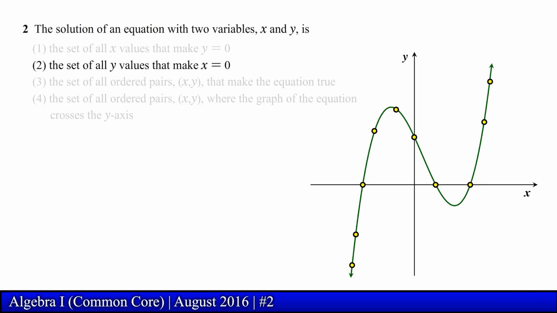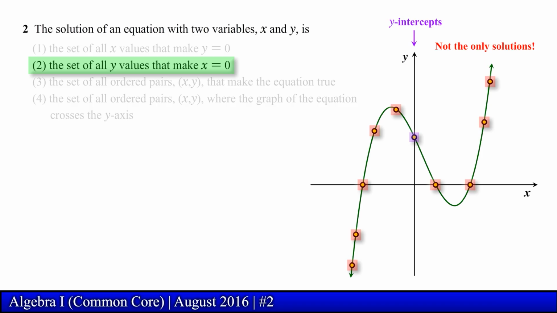The second option is very similar to the first option. In this case, the statement reads, the set of all y values that make x equal to 0. Graphically, this will represent all the points where the equation of the curve crosses the y-axis. In other words, these points are the y-intercepts of the equation. Again, similar to the first option, there are many more solutions than just this particular set of points.